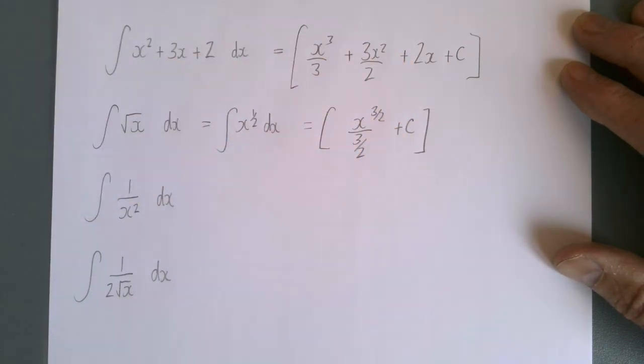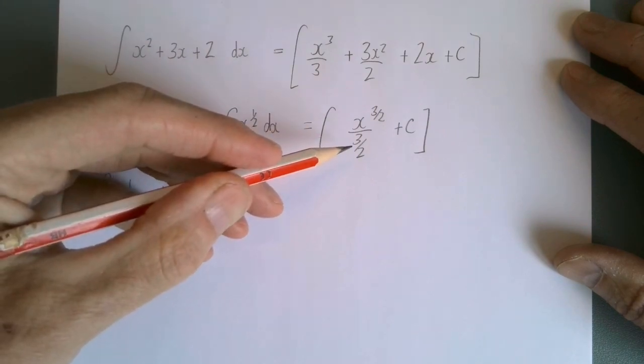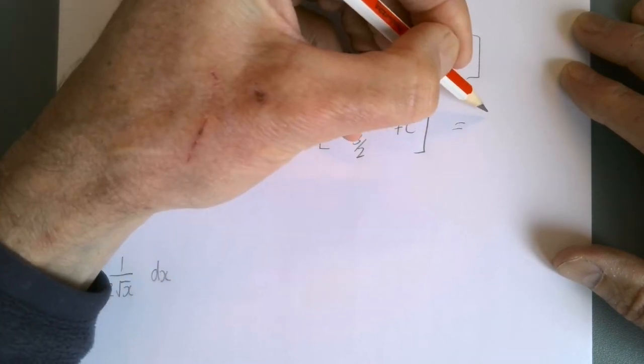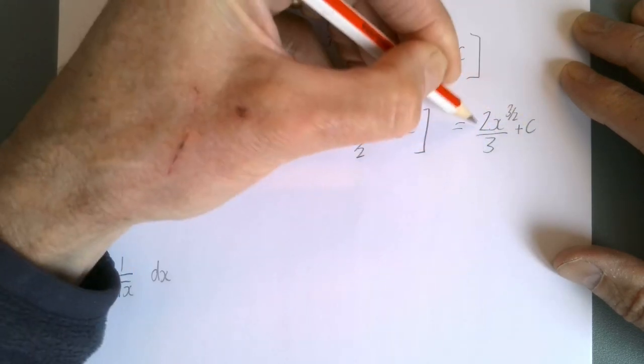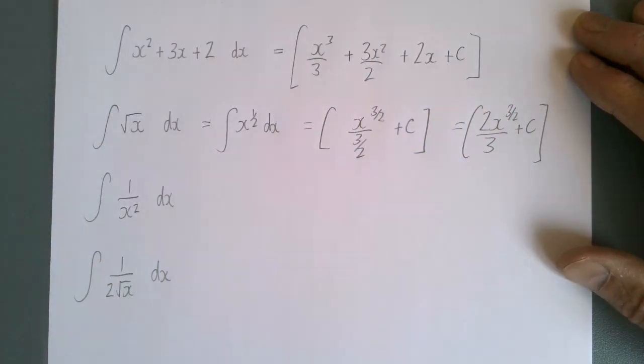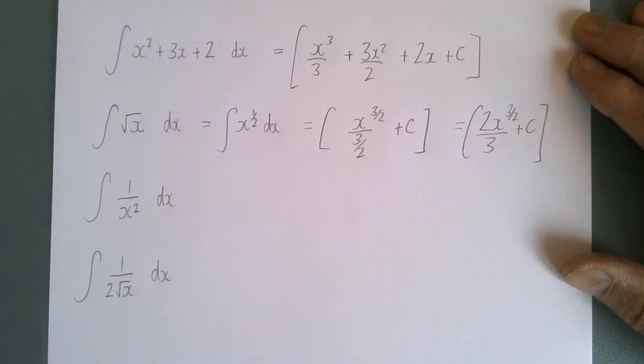Now that doesn't look very satisfactory. Remember, dividing by 3 over 2 is the same as multiplying by 2 over 3. So I'm going to do that. My esteemed and long retired colleague Mrs. Humphrey would always say the 2 pops to the top, so that becomes that.